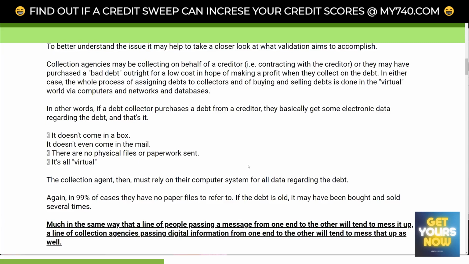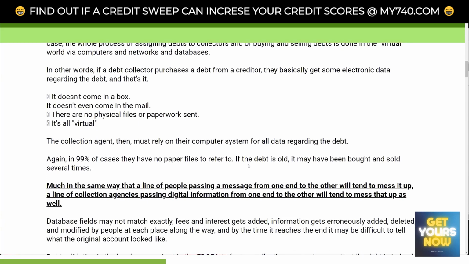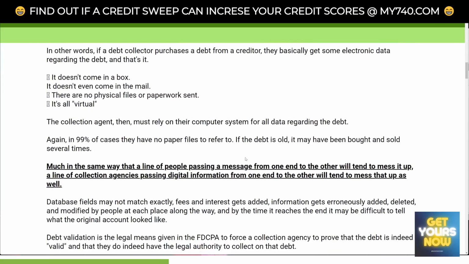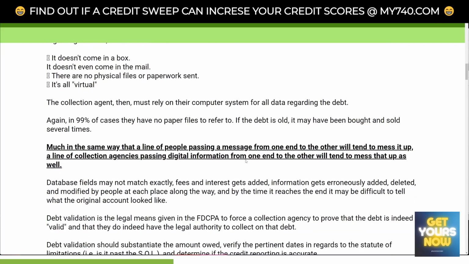And all of this happens in a virtual world. So in other words, if a debt collector purchases debt from a creditor, they basically get some electronic data regarding the debt, and that's it. It doesn't come in a box. It doesn't come in the mail. There's no physical files or paperwork sent. It's all virtual. Now, having said that, what do you think that the bureaus get?